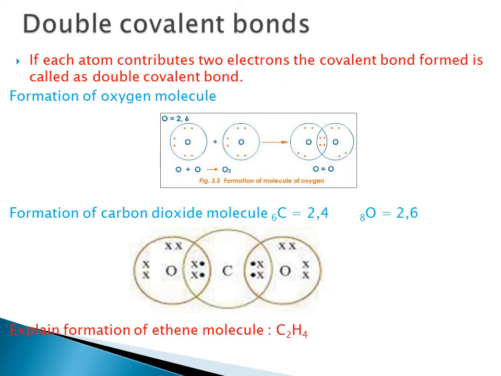Now we will discuss double covalent bonds. What do you mean by double covalent bonds? If each atom contributes 2 electrons, the covalent bond formed is called a double covalent bond. Or in other words, when there exist 2 pairs of shared electrons, then the bond formed between the 2 atoms is called a double covalent bond. The best example for double covalent bond is the formation of oxygen molecule.